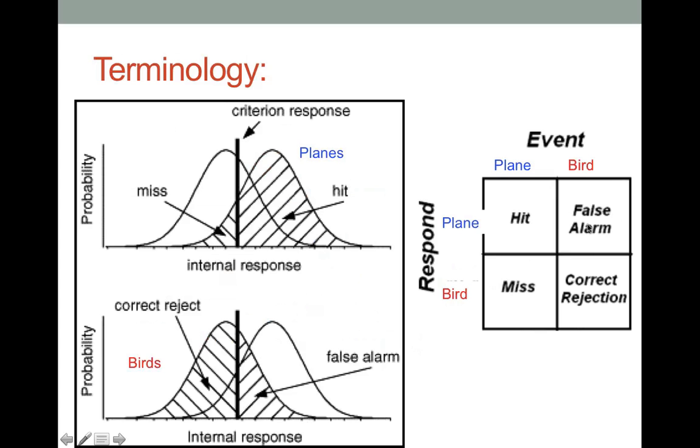So we have these four terms for the different events. Hits and correct rejections are good. They're when you call a plane a plane, and when you call a not plane not a plane. False alarms and misses are bad. It's when it was a bird, but you mistakenly called it a plane, or when it was a plane and you mistakenly called it a bird. All right?